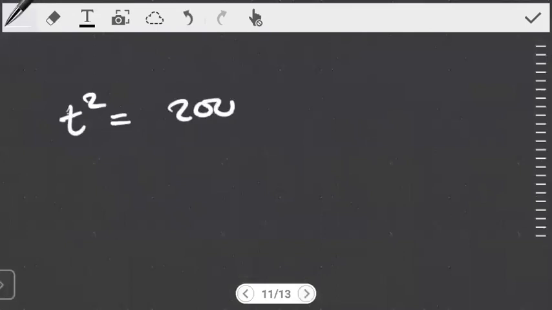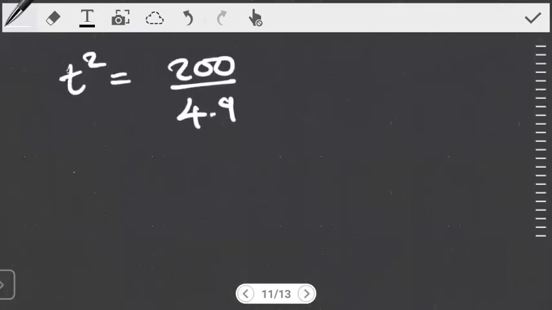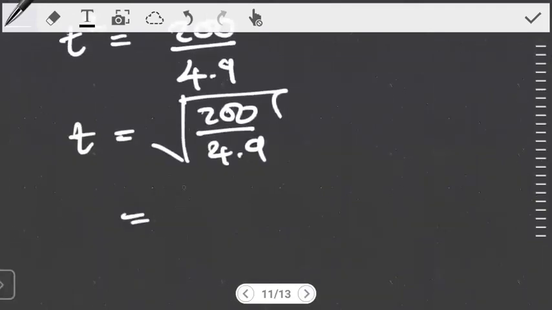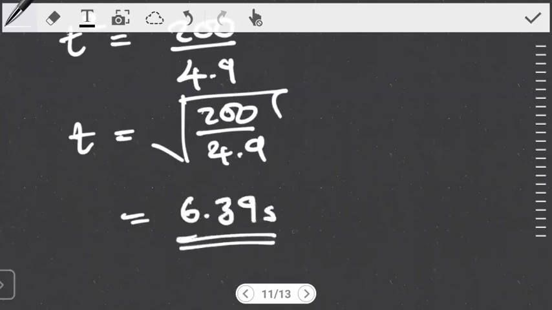200 divided by 4.9. So here you can evaluate the square root. Square root both sides, we get the square root of 200 divided by 4.9. If you do this, you get your value for time as 6.39 seconds. So this becomes the time it takes the parcel to strike the ground.